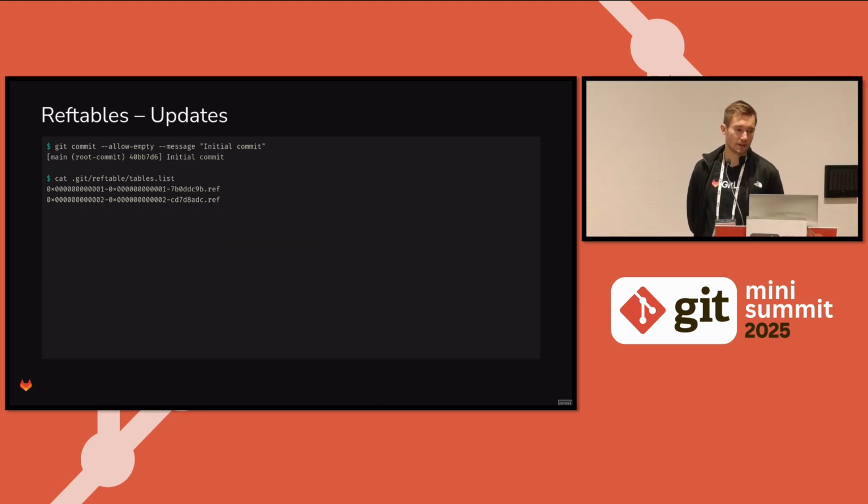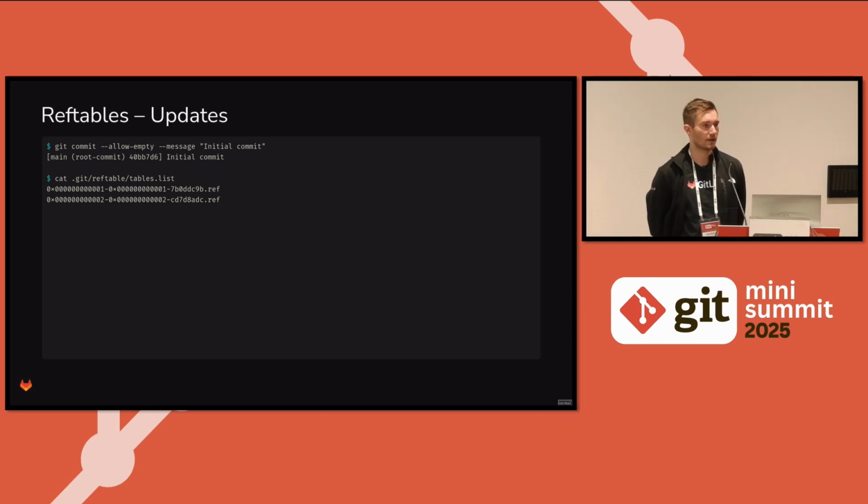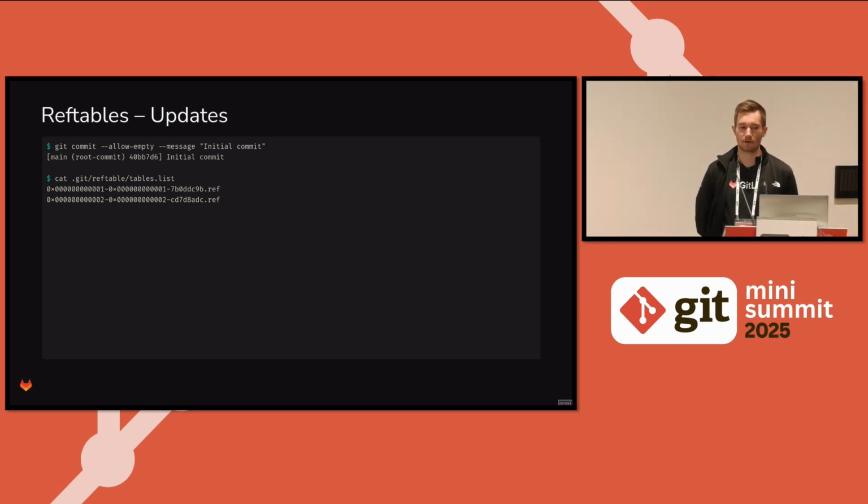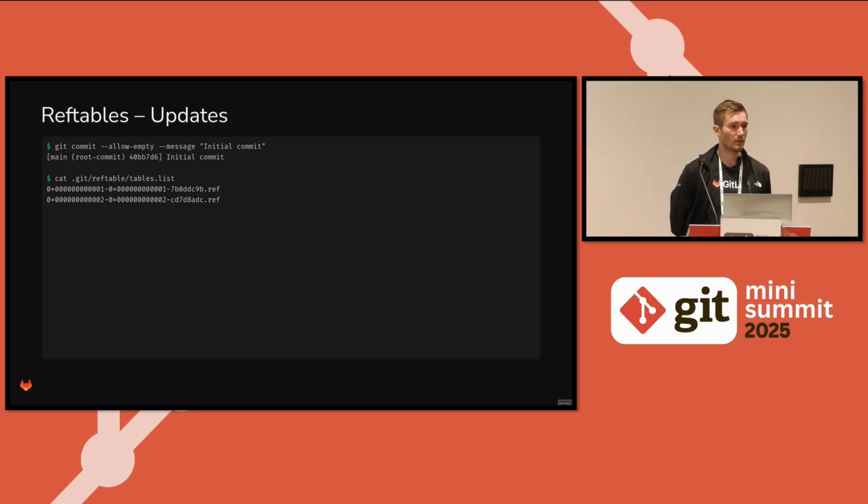As I've mentioned already, Git will append a new table to your tables.list file every time you update the reference. So when we create a new commit, you can see that our tables.list file now has actually two entries, the old table that we already had and a second one.